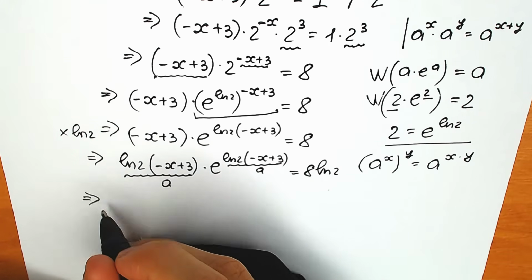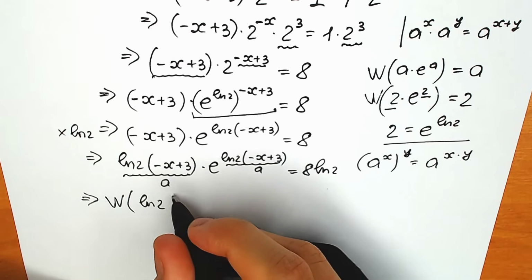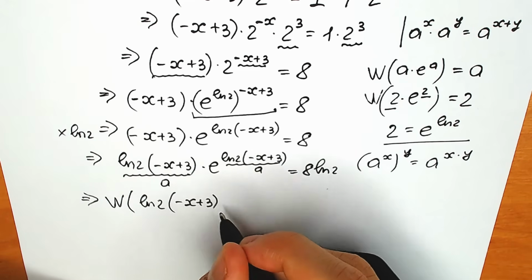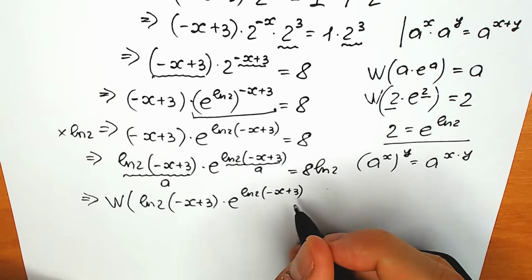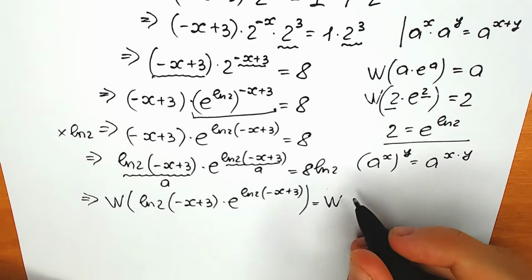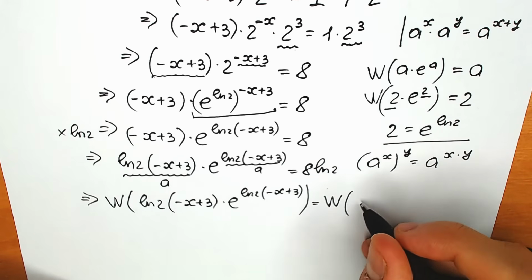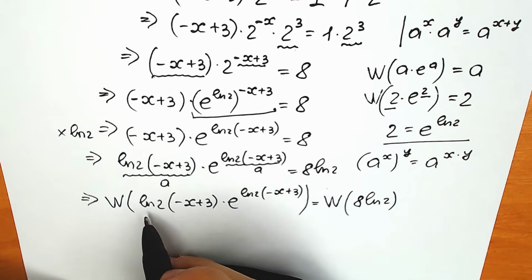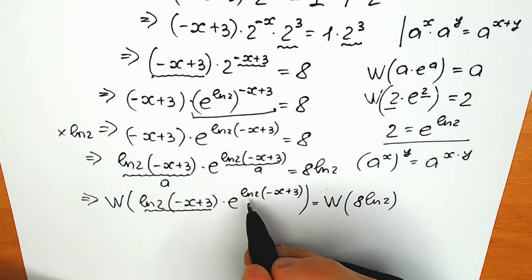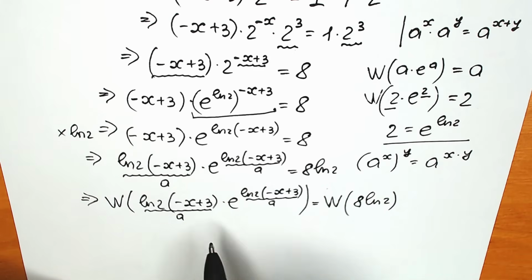So let's do this. Our Lambert W function of this long expression, natural log 2 times minus x plus 3 times e to the power natural log 2 times minus x plus 3, equal to Lambert W function. Don't forget about the right side, because a lot of students forget about the right side. So Lambert W function of the right side, 8 natural log 2. And right now let's look closely. As I said before, we have a times e to the power a, the expression that we really need when we apply Lambert W function. This is equal to a, but a equal to natural log 2 times minus x plus 3.